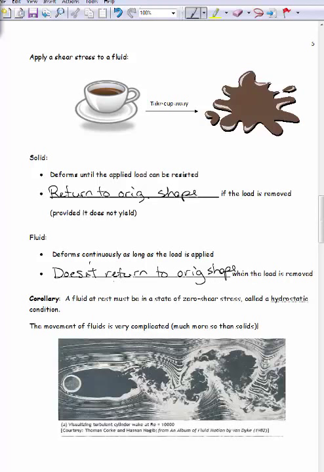And you can say it the opposite way too. So what we were just saying is apply a shear force and the fluid is going to deform. Well, the opposite is if you see that a fluid is not deforming, that means there must be zero shear stress. Okay, and that's a hydrostatic condition, which we'll talk about a lot in chapter 2.